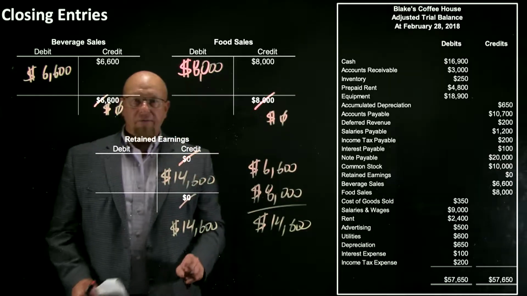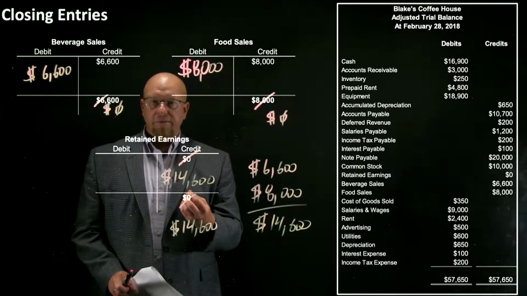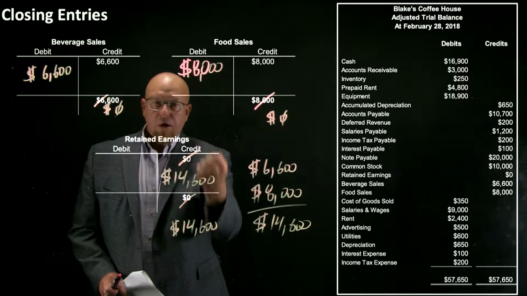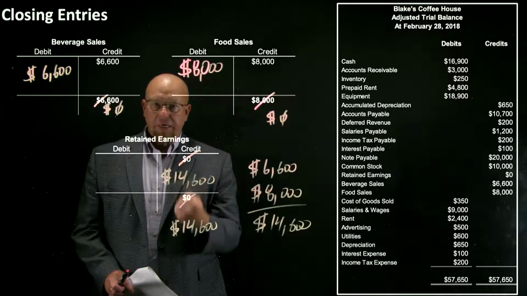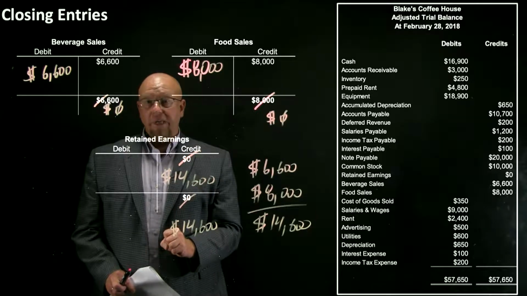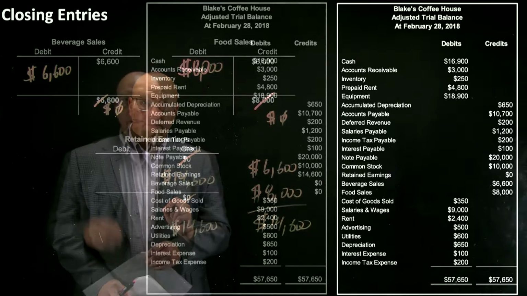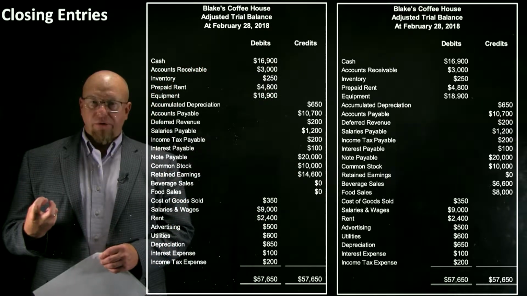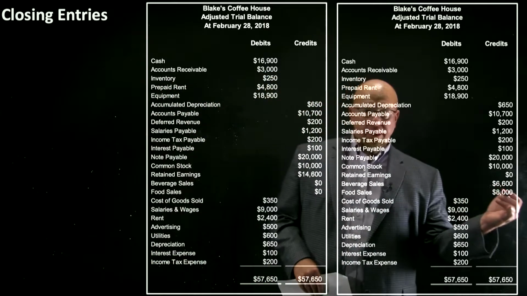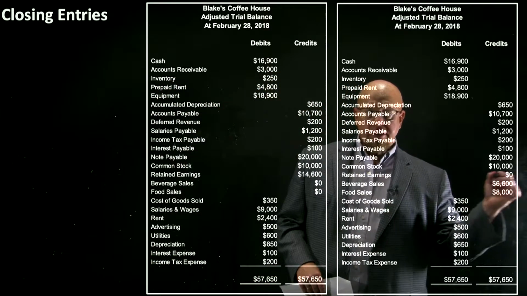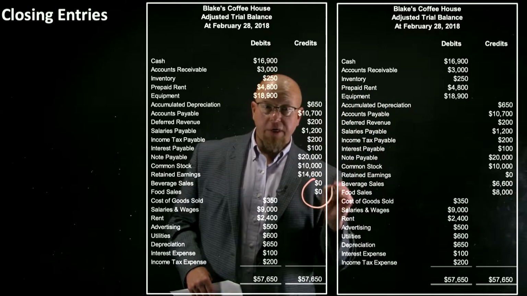Because customers have purchased things from us, because we have generated sales revenue from customers, the owner's equity, the owner's worth, if you will, their equity in the company is bigger. Now we have to look at the flip side of that, which is expenses, and expenses definitely reduce owner's equity. After that one journal entry that closes the sales revenue to retained earnings, what you can see is that beverage sales and food sales used to be $6,600 and $8,000. Now they're 0 over here.